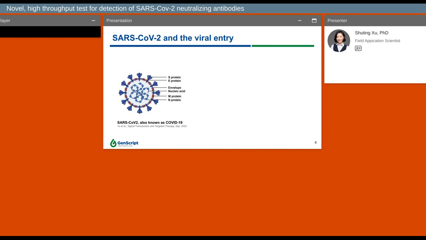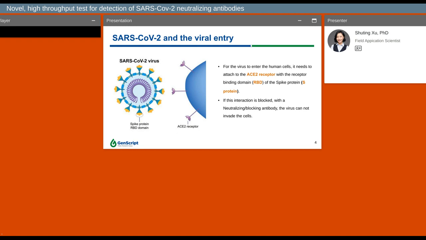First of all, as we can see from the scheme of the virus on the left side, SARS-CoV-2 virus, also known as COVID-19, it has a very simple viral structure. It encodes S protein, E protein, covers with envelope. On the top of the envelope has M protein, and also within the virus, it has viral RNA and associated with M protein. So how the virus enter our host cells?